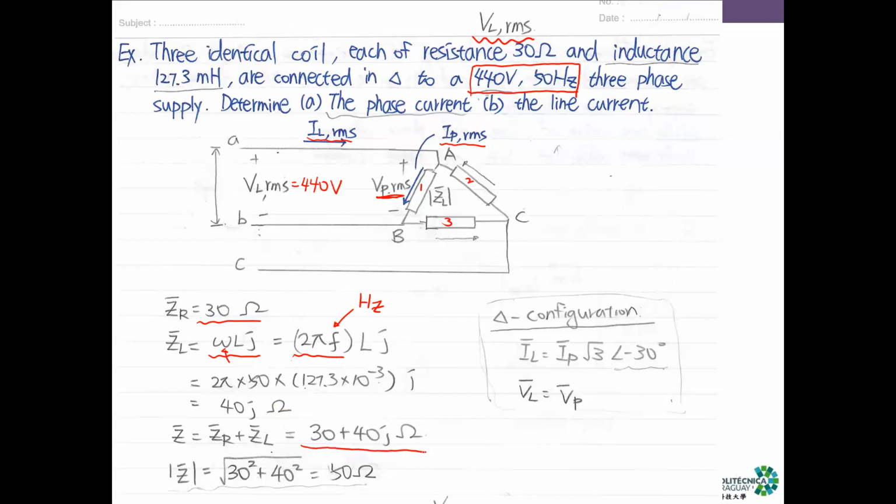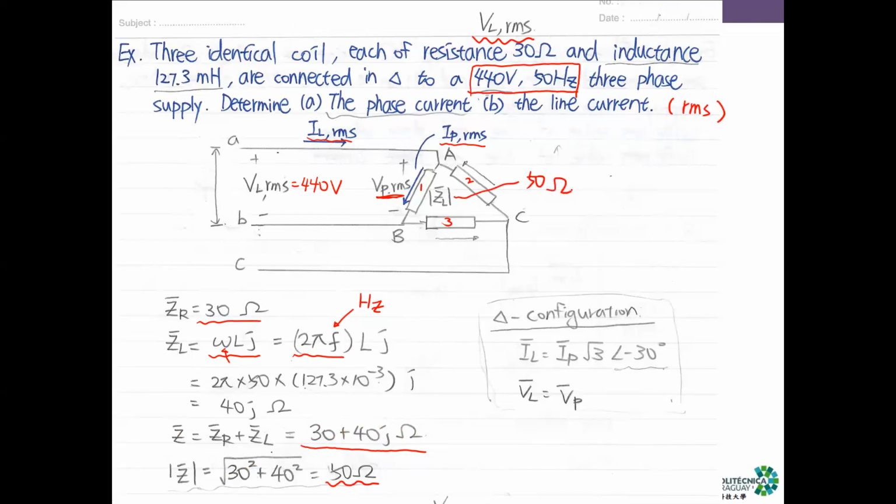Because in this problem, you are asked to calculate the phase current and line current in RMS value, we don't need to look at the phase or the phasor. We only need to care about the amplitude. So the amplitude of this impedance is 50 ohm. Okay, so we have everything. This is 50 ohm.